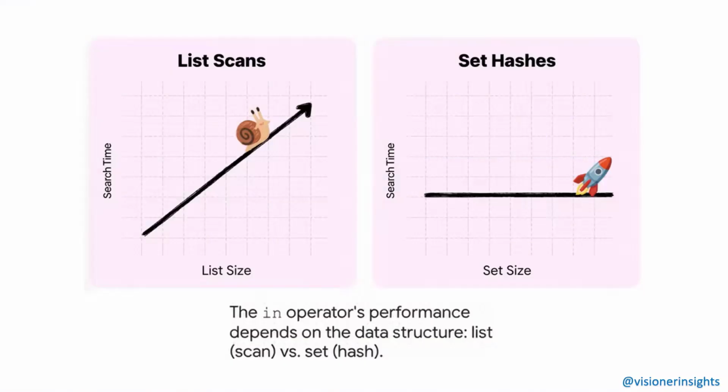Now, this difference has a massive impact on performance. A list scan has what we call O(n) complexity. In simple terms, that means the search time grows in a straight line with the size of the list. A million items might mean a million checks. A set hash, though, is O(1), or constant time. It takes the same tiny fraction of a second to check a set with 10 items as it does with 10 million. So the takeaway here is crystal clear. If you need fast membership tests, you should always be choosing sets or dictionaries.